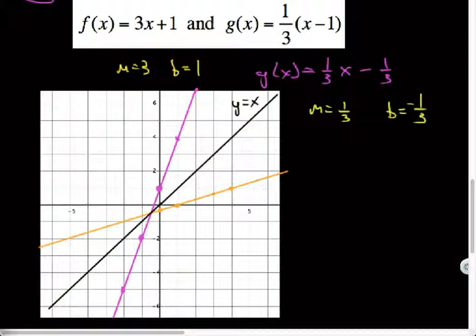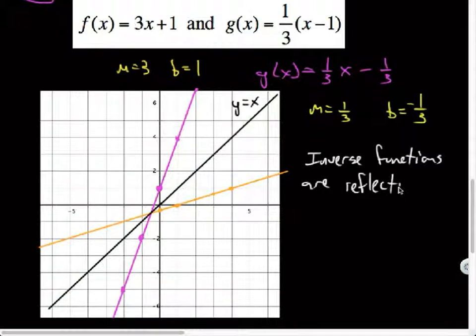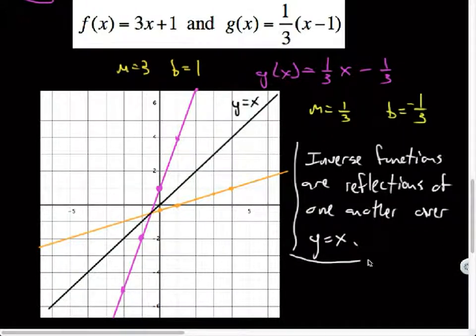So let me have us do an interesting problem using this concept. Actually, let me write that down first of all. Important fact: inverse functions are reflections of one another over y equals x. So, important little fact. Bam, bam, bam, bam, bam.